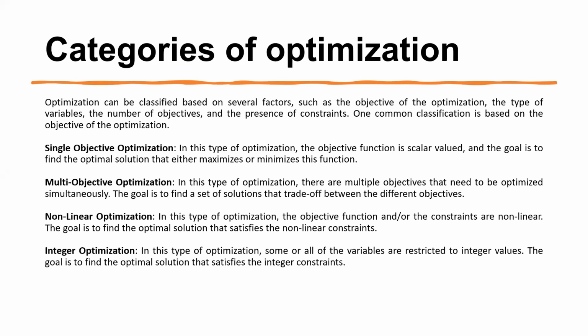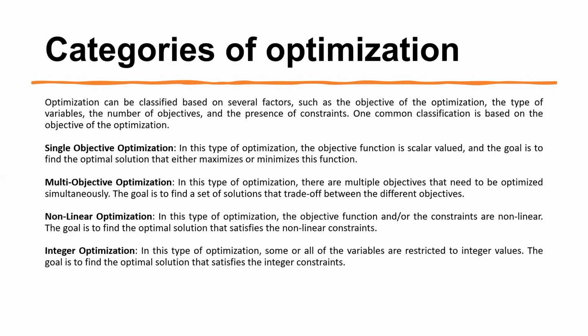And multi-objective optimization is something a little more complex. There are multiple objectives that need to be optimized simultaneously, and that falls under multi-objective optimization. The next one is non-linear optimization, where non-linear constraints fall under non-linear optimization, and integer optimization, where the objective function is restricted to integer values. So these are some common classifications of optimization.